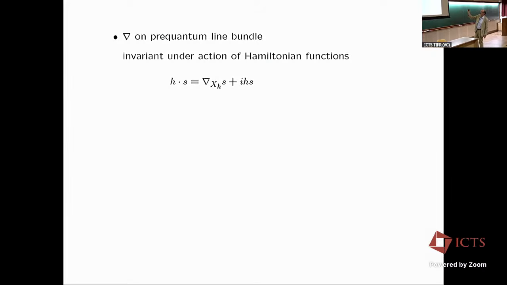So you take the Hamiltonian vector field and take the covariant derivative, and then you add on IHS. So this is, if you like, the Lie derivative of H acting on S. The difference between the covariant derivative and the Lie derivative is a Higgs field. Anyway, it's the moment map here.